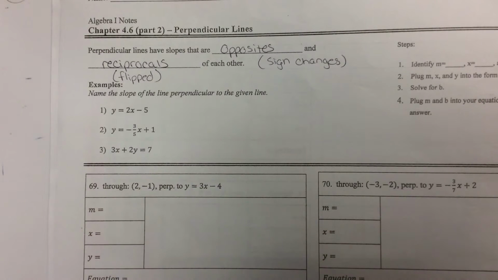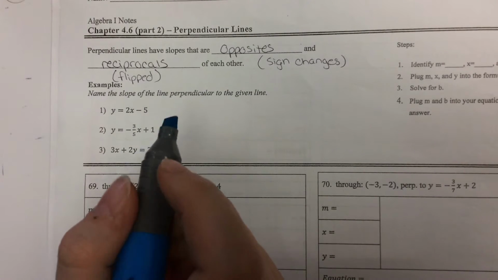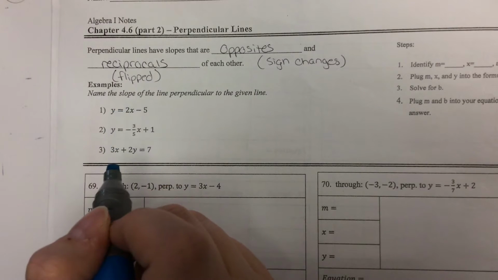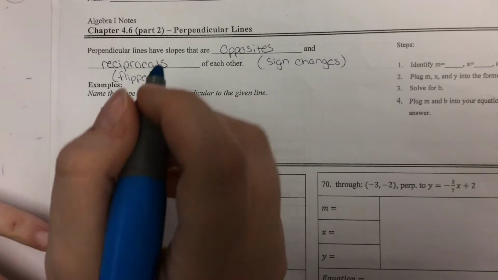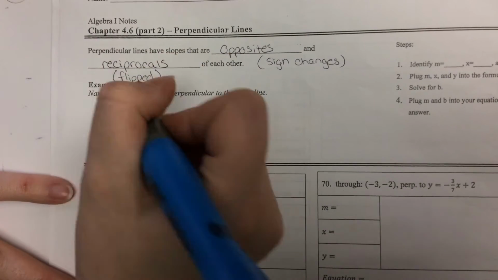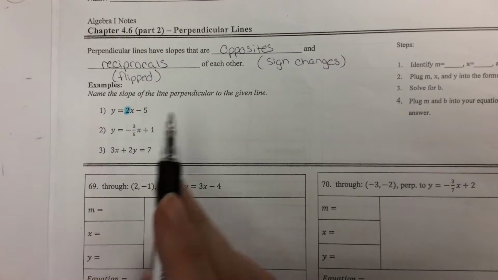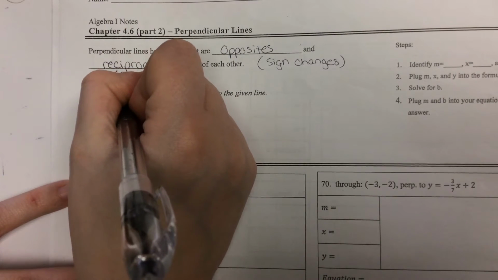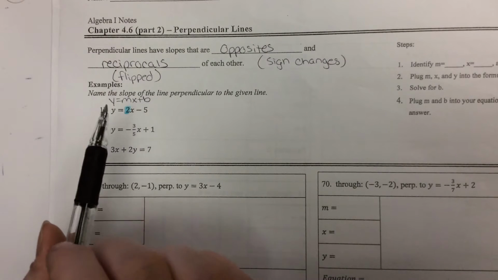So let's look at a couple examples down here. Number one, we just need to name the slope of the line that is perpendicular. So we need to first find the slope in each one of these, and all I want you to do is write the perpendicular slope, or a perpendicular line. So in number one, our slope, obviously in slope-intercept form, y equals mx plus b, m being the slope, so you're looking for the number in front of x.